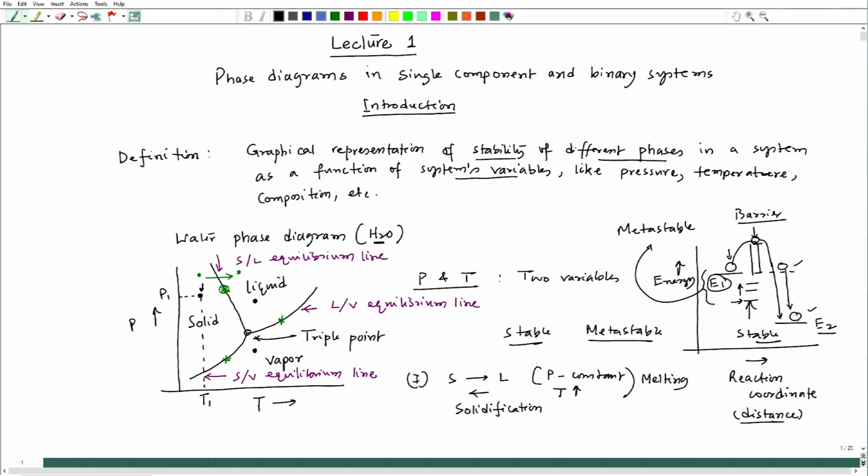So, this is one. Second part, if we try to look at this, if I say liquid going to vapor, and remember I am fixing the pressure constant and varying only the temperature, at that time it is considered as vaporization, and if we go back we will call it condensation.